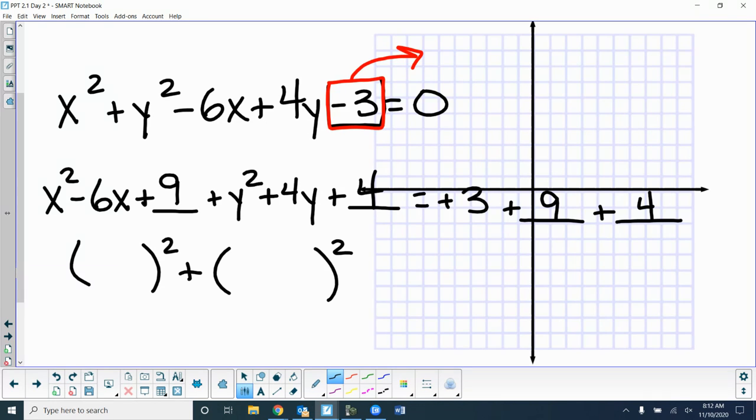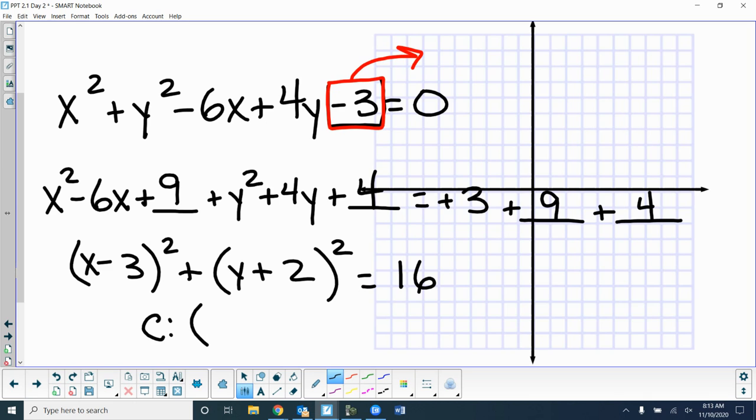All right, so then we just factor these. The x squared minus 6x plus 9 is just the square root of x squared, x, whatever's in front of the middle term, and the square root of 9. Square root of y squared is y, whatever's in front of the b, and the square root of 4. Okay? Equals 16.